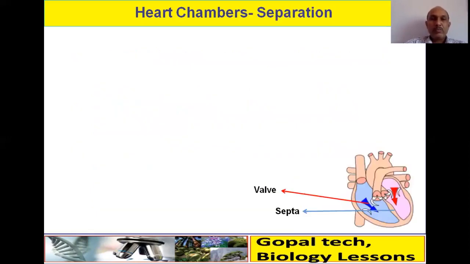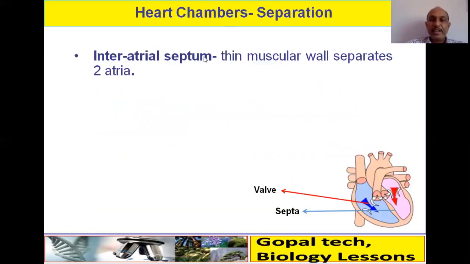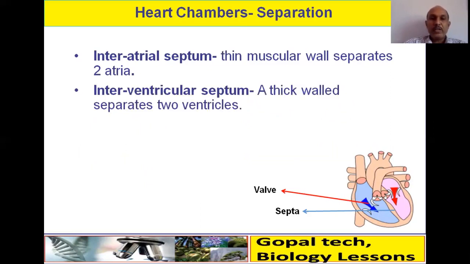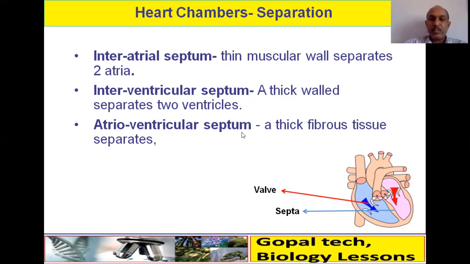Now, heart chamber separation. See, there is the interatrial septum. You can see here the septum. A thin muscular wall separates the 2 atria. The interventricular septum is a thick wall that separates the ventricles. Then the atrioventricular septum is a thick fibrous tissue that separates the atria and ventricles of the same side. Okay, this is how it separates. See, this is the septum.